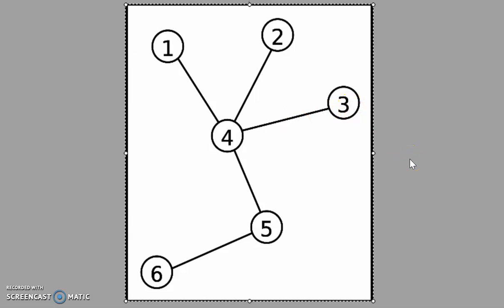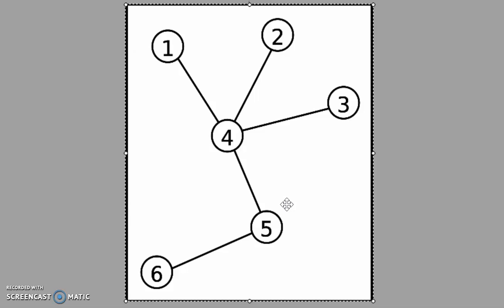So these are our 3 different definitions for a tree. There are n vertices and n minus 1 edges. So however many vertices I have, there's one less edge in a connected graph. There are no circuits, or every edge is a bridge. Those are our 3 definitions.